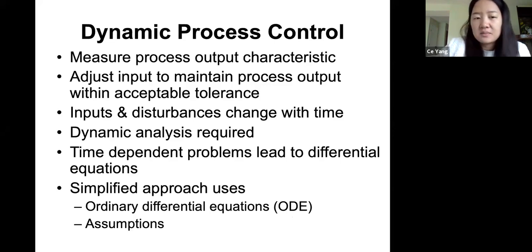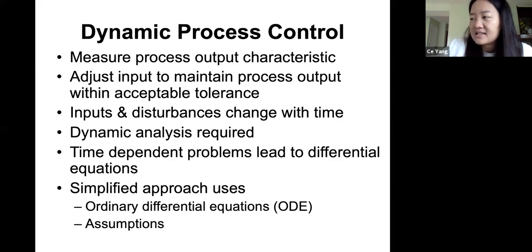In dynamic process control, we measure output characteristics such as flow, fluid temperature, fluid level, etc. We adjust the input to maintain the process output within an acceptable tolerance. And the inputs and disturbances will change with time, which means they are functions of t.